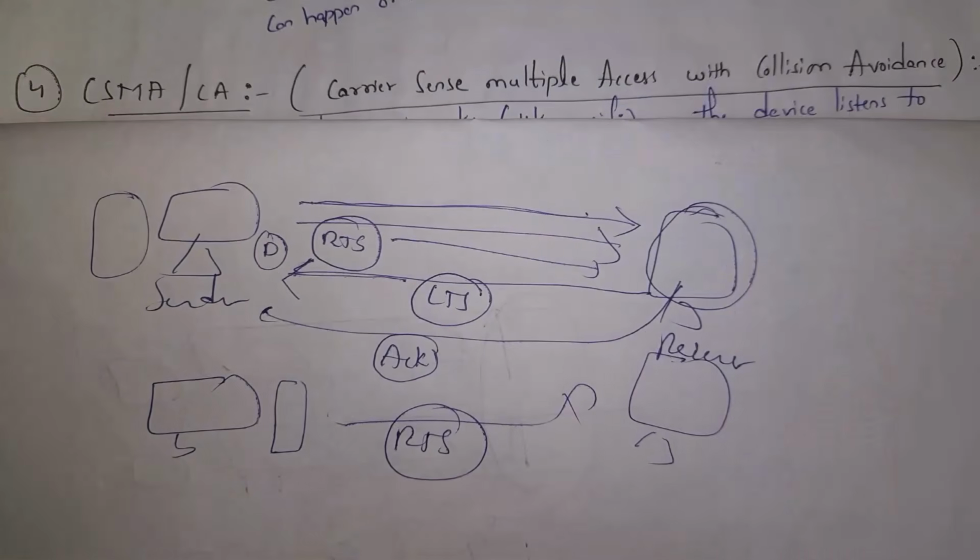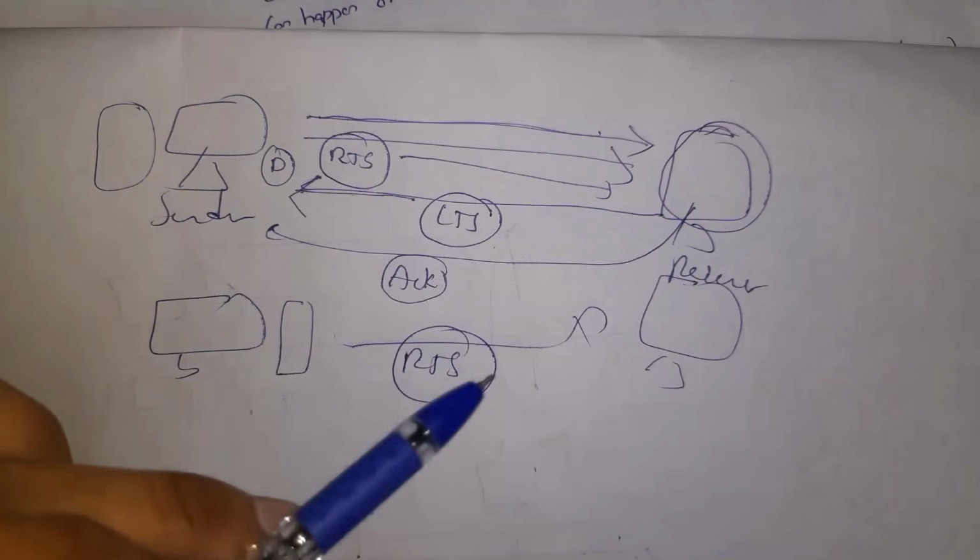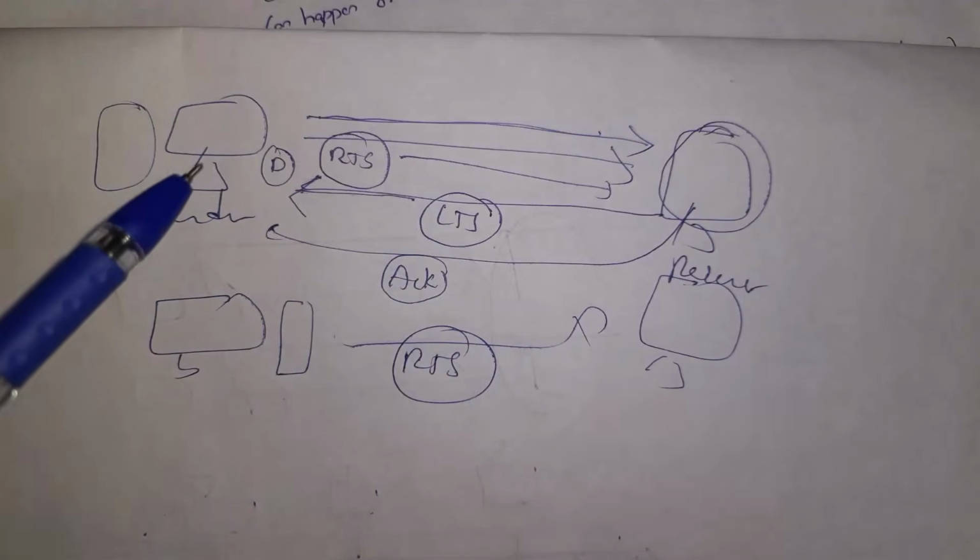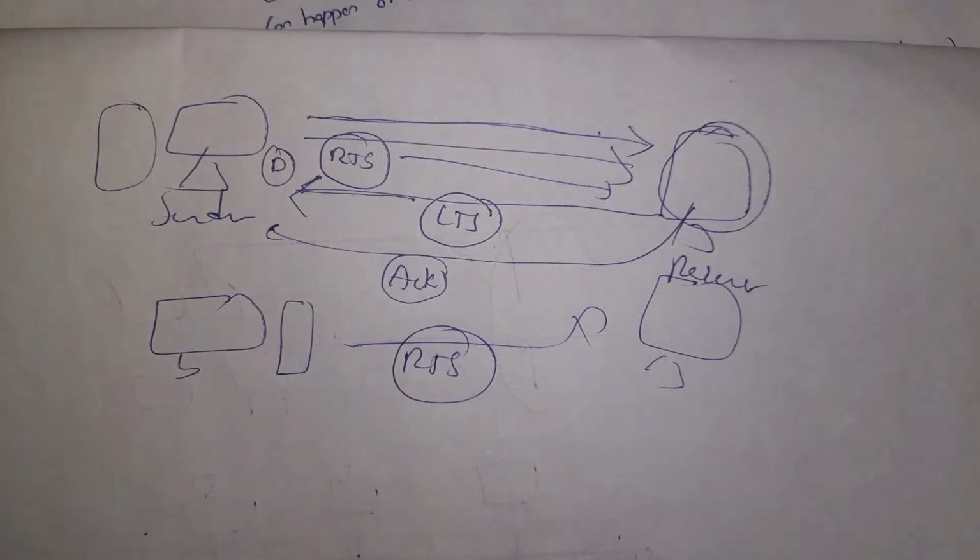Most collisions will not occur in the CSMA CA protocol. But whenever a collision occurs, computers need to wait for some time and again send request to send signals. This is all about the CSMA CA protocol.